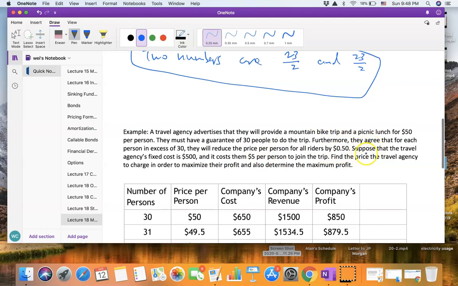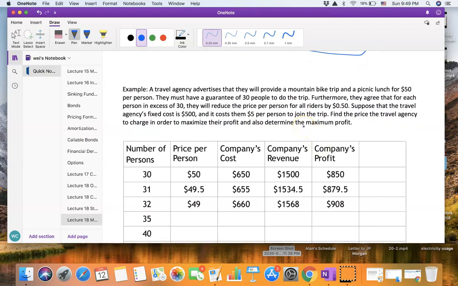Okay, now the next sentence says suppose that the travel agency's fixed cost is $500. So that means no matter how many participants there are, this travel agency has to pay $500 in total, and it costs the travel agency $5 per person to join the trip.